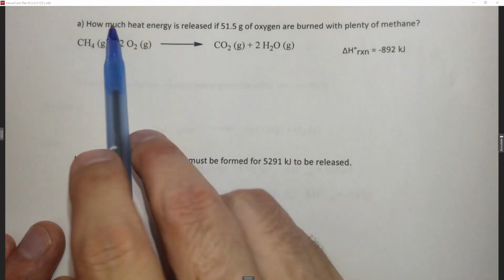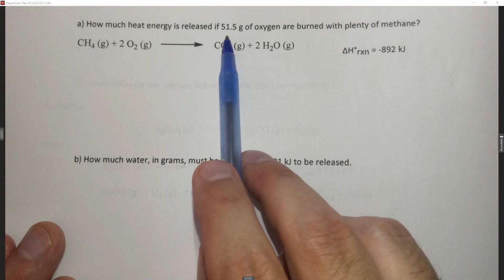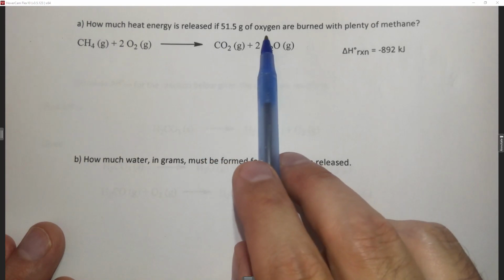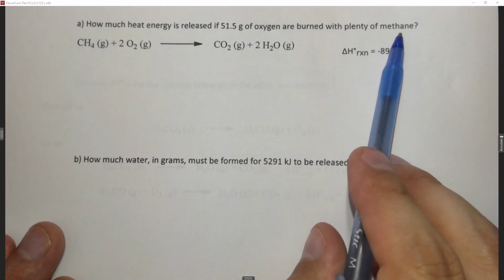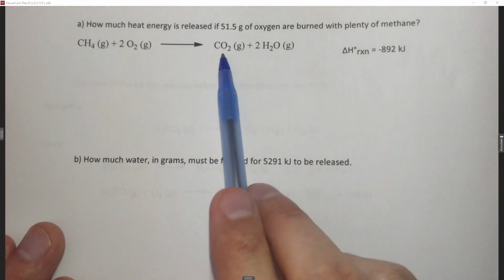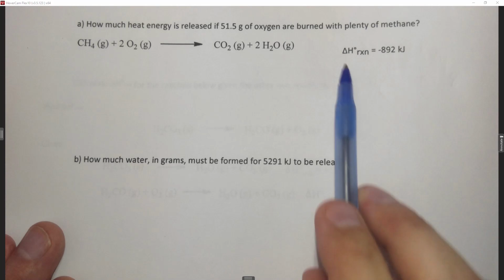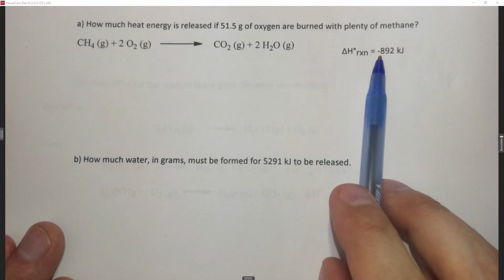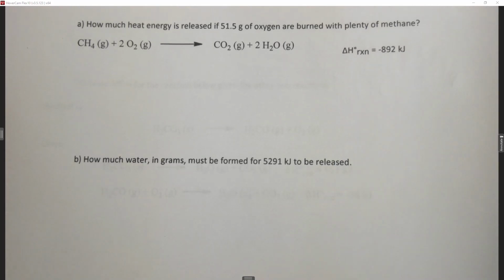This question says, how much heat energy is released if 51.5 grams of oxygen are burned with plenty of methane? And then we're given the reaction, methane plus oxygen yields CO2 plus H2O. And then we have the delta H reaction of minus 892 kilojoules.